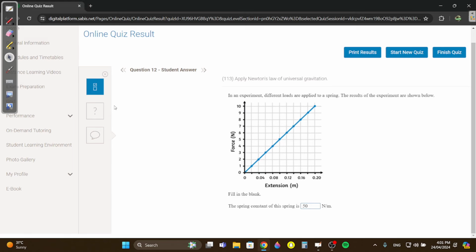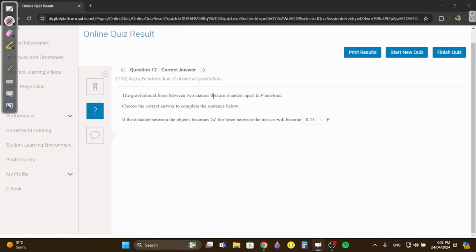Question 12. The gravitational force between two masses that are d meters apart is F newtons. They're saying the distance is 2d, so they double the distance. So what will the force be? If you remember, the formula was G m1 m2 over r squared. So if you're doubling the distance, you're multiplying the distance by 2.